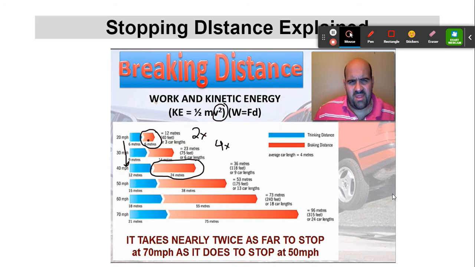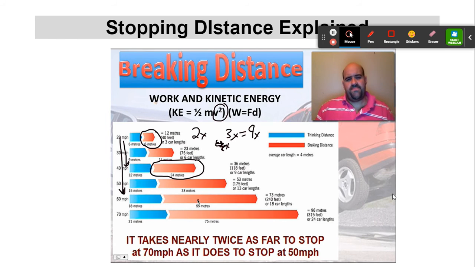Likewise, if you were to triple your speed from 20 to 60, braking distance at 20 is 6 meters. If it was just tripling, it would be 18 meters. But what does it do? It goes up to 55 meters. So you're traveling 3 times as fast. Your braking distance is 9 times as much. 9 times 6 is 54.